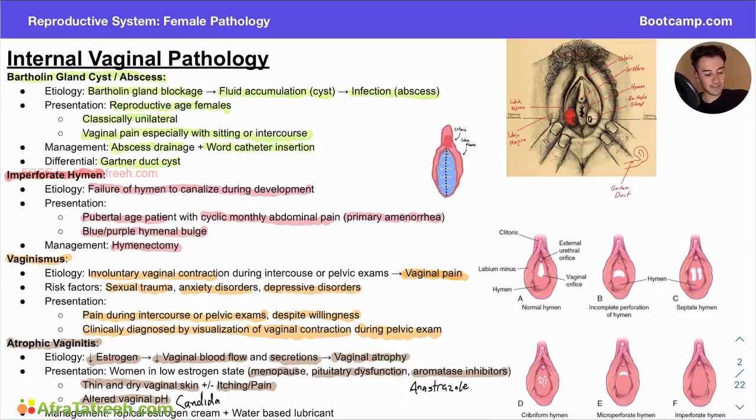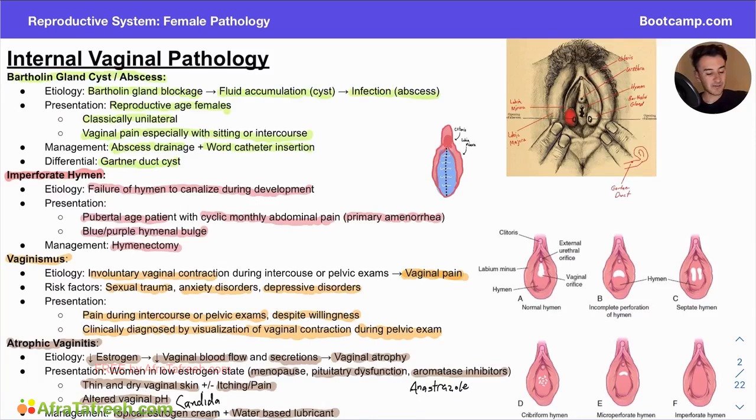So in terms of fixing this and treating this, we can identify the underlying cause of their low estrogen state. And if this is manageable, we can fix that. But if it's not, like in the case of menopause, then we can go ahead and provide topical estrogen creams, which are going to help revitalize this vaginal tissue. And we can also provide water-based lubricants to help with things like intercourse or tampon insertion, etc.